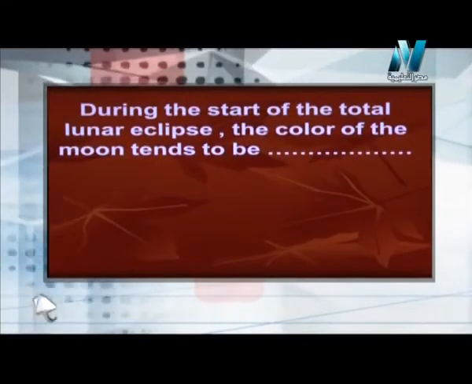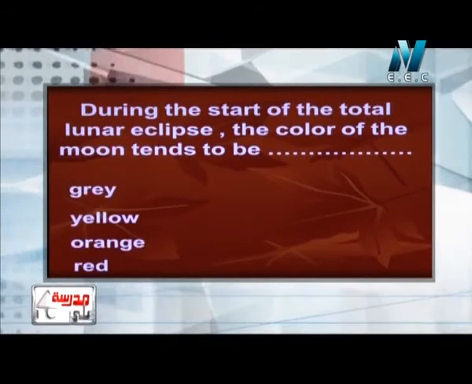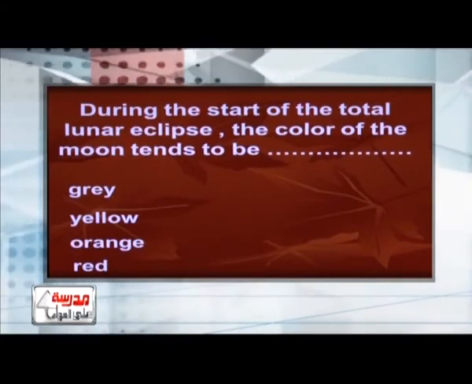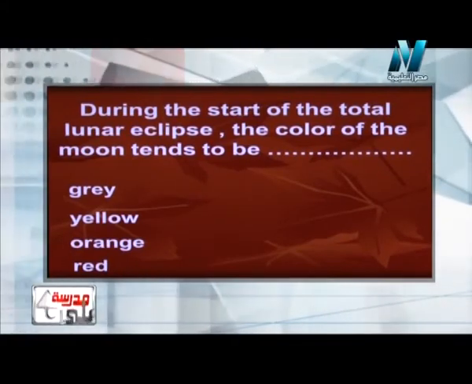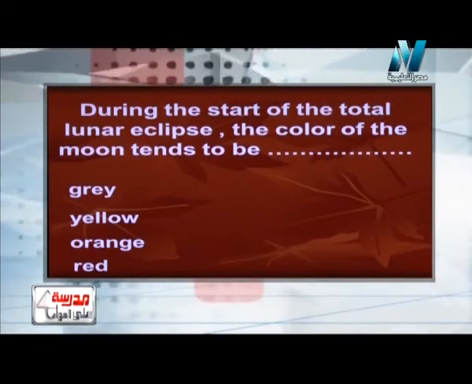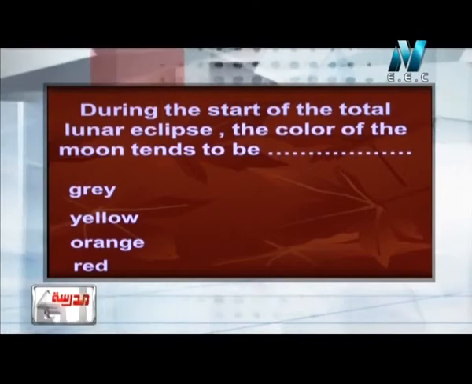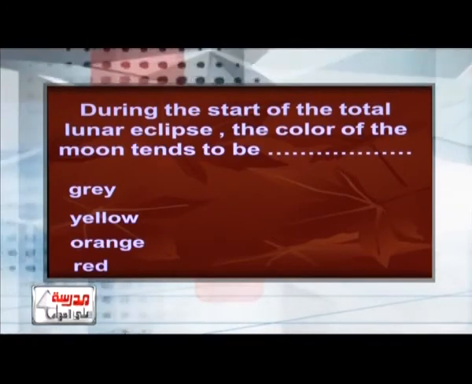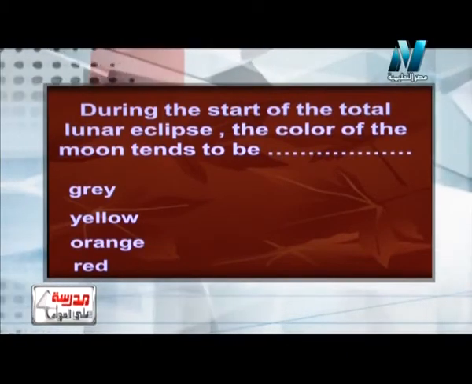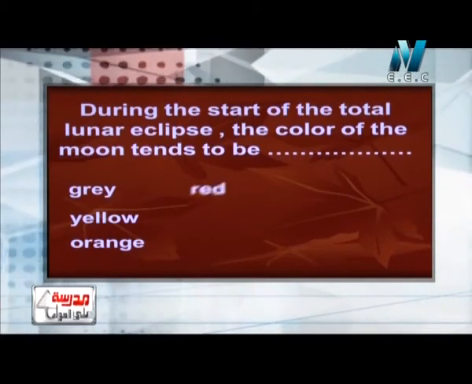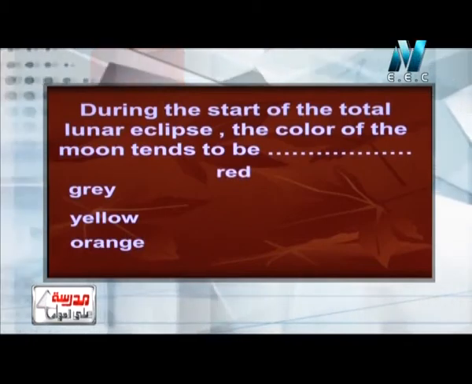So another question in choose the correct answer, and I advise you again, please read all the choices. The question says that during the start of the total lunar eclipse, the color of the moon tends to be gray, yellow, orange, red. Surely it will be red in color. Again, it will be red.